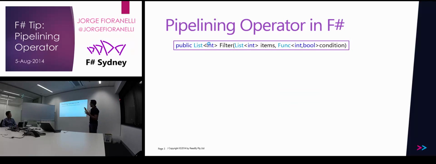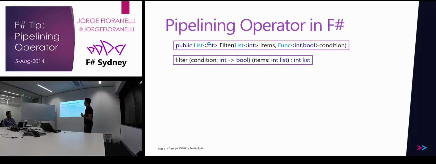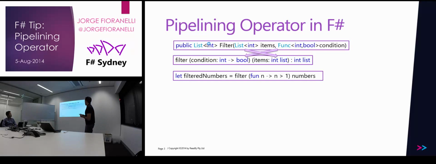Taking the same method in C# and converting it to an F# function would look like this, in which the first argument is going to be the condition, and the second argument is going to be the list of items. You can see that we changed the order, and you will see why in a minute. So how do you call a filter function in F#? By passing the condition, that is a lambda expression, and then the list.